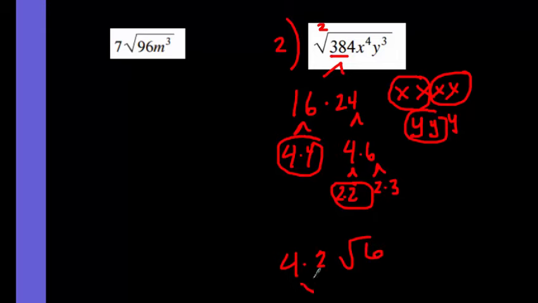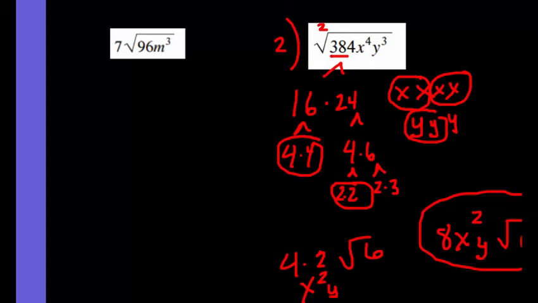And for x's, I get 2 x's that come out, or x squared, and I get a y that comes out. So my answer is 8x squared y, square root of 6y. And there we go. Look how easy and how quick that is.